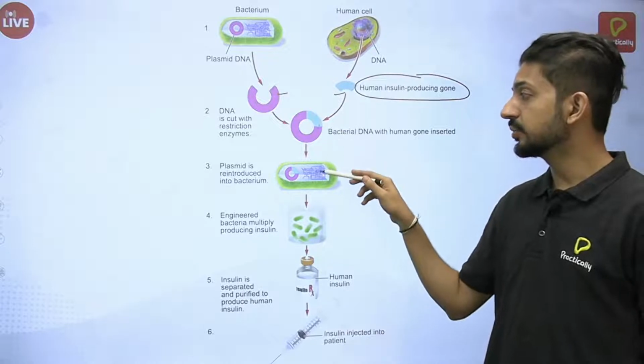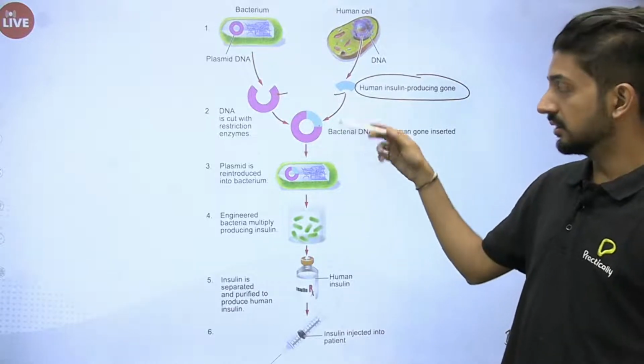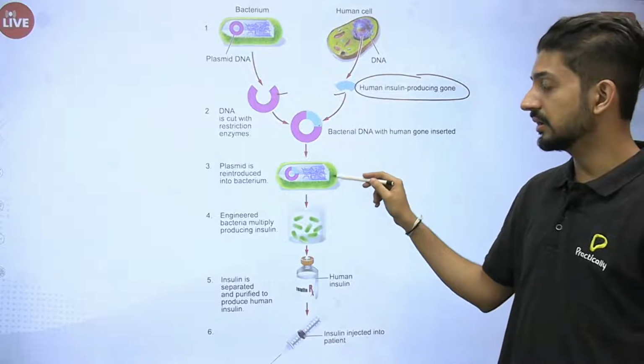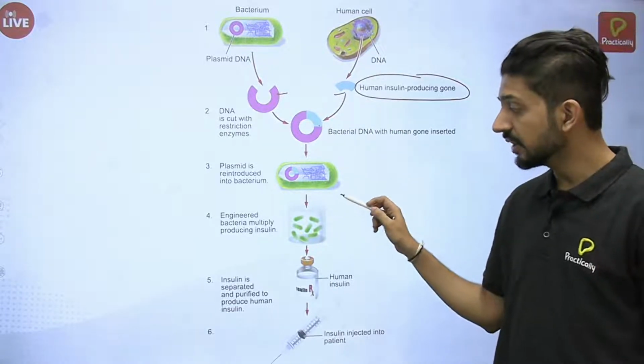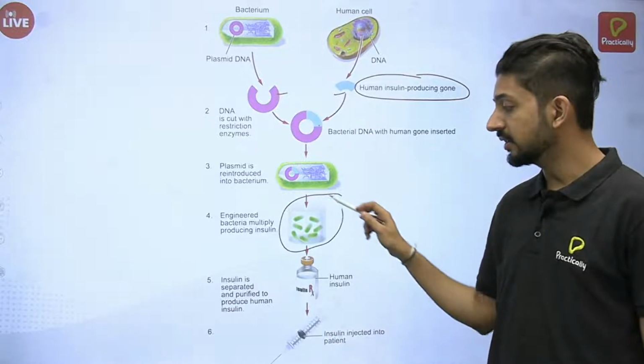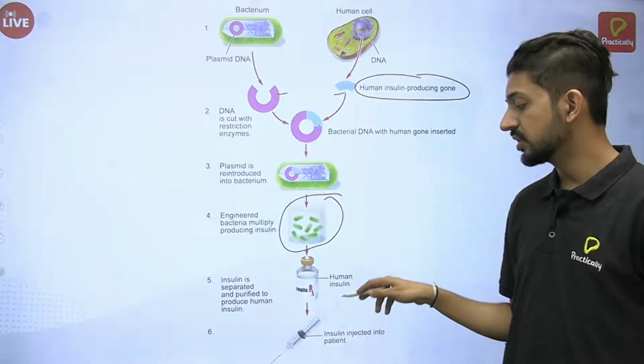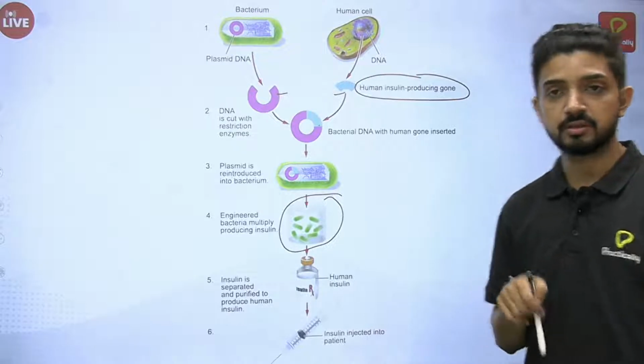Then they are going to put this recombinant plasmid into the bacterial cell, which is going to grow and produce that. We are going to grow it in the bioreactor, and then we are going to obtain insulin, which we can inject to the humans.